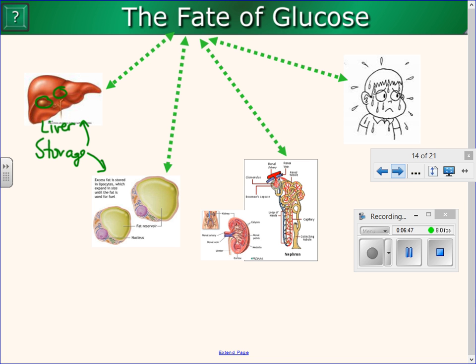These are pictures of fat cells, and I like to show them to show you that this much of the cell is fat and all the organelles are squished over on the other side. Fat cells are kind of gross.